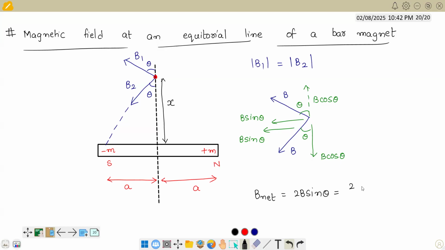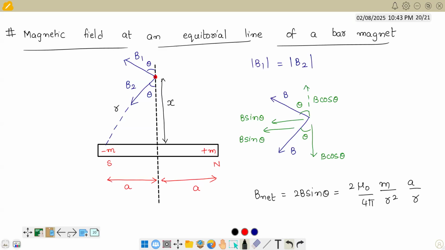2 into mu naught by 4 pi, m by whatever, this is x. So what is the distance between these 2 points? I will call it r square, into sin theta. Sin theta is opposite side by hypotenuse. So the opposite side is a divided by r. Hypotenuse, I'm calling it r. That's the distance between these 2 points.